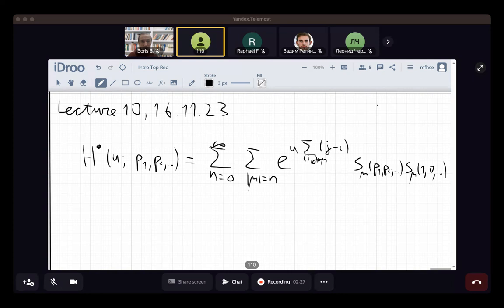You can write this as a product over ij in mu of f of j minus i, where in this case f of k is equal to x of uk. So we define a function f on integers, f of k, and in this case it's x of uk. This is our prefactor here, right?